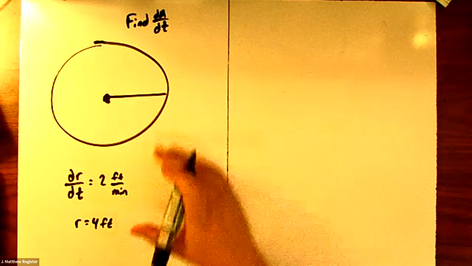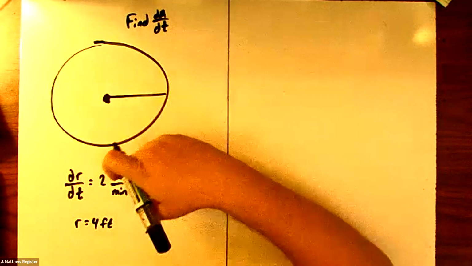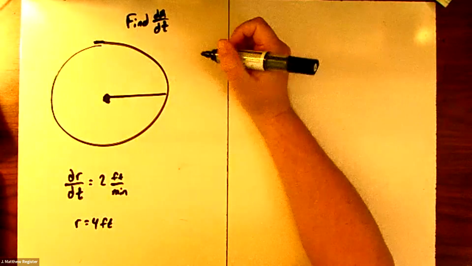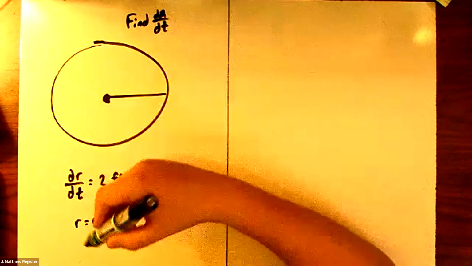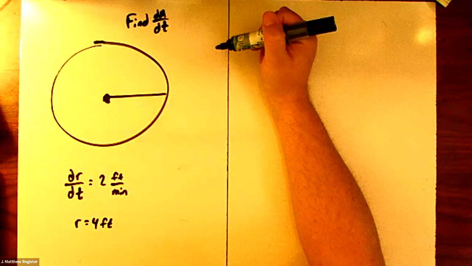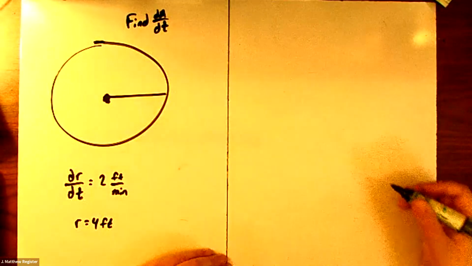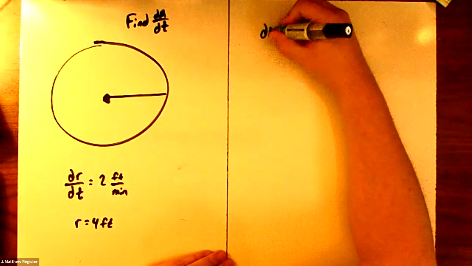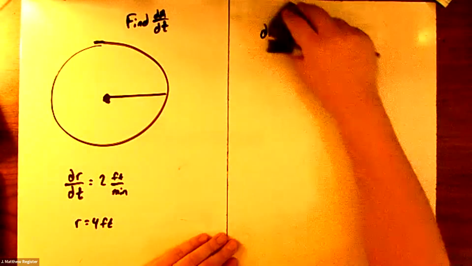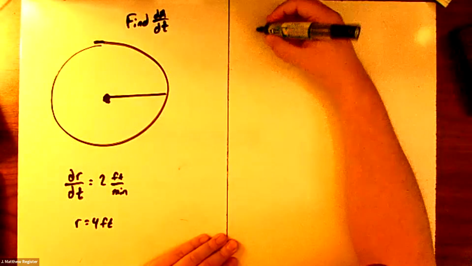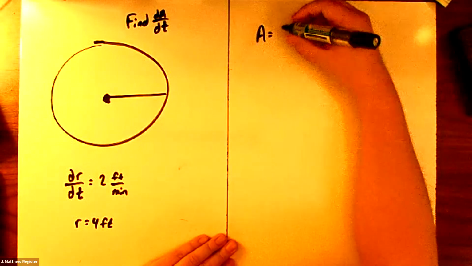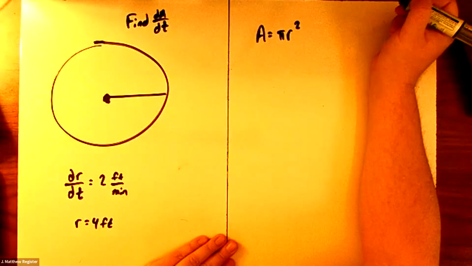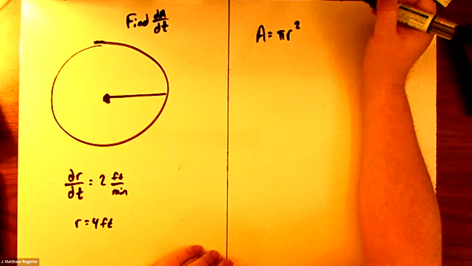And so here's our setup. Find dA/dt. dr/dt is equal to 2 feet per minute. r is equal to 4 feet. And we need a formula which relates area to radius, which is something we most certainly have. Let's start with the area before we skip ahead. And so the area is equal to pi r squared. And that's one we know.